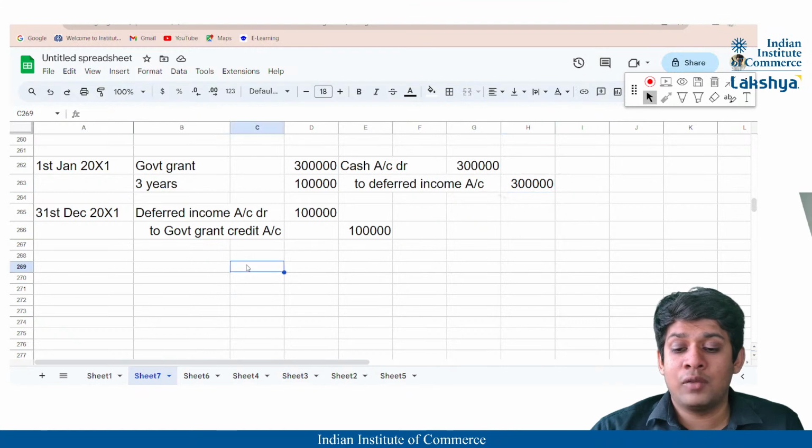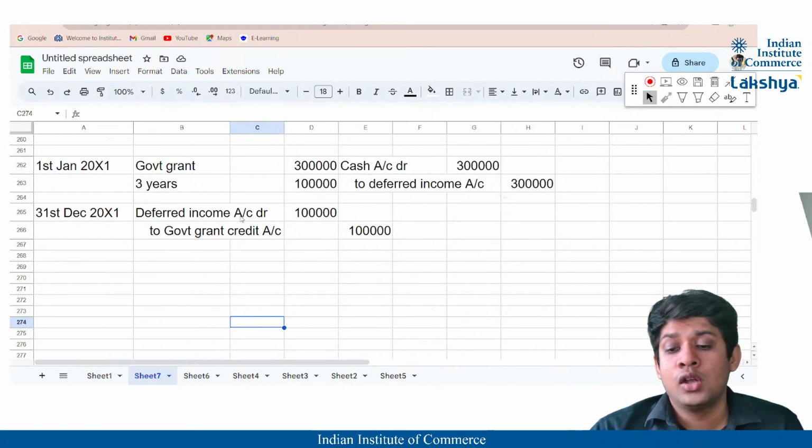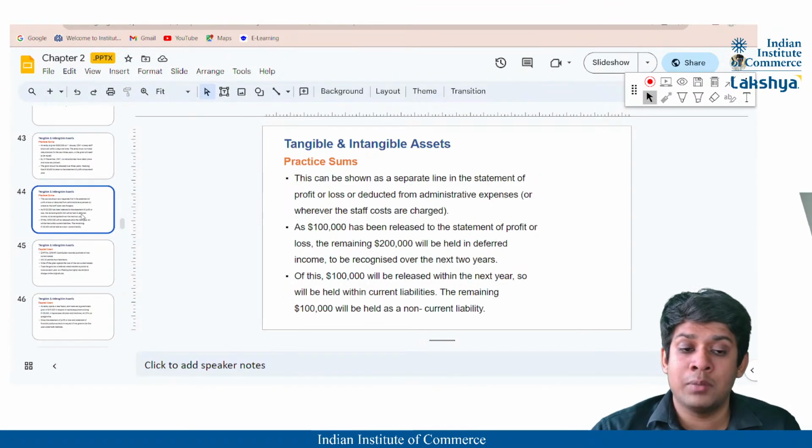In the second year, one more 1 lakh will be taken. In the third year, if I comply with the condition, the last 1 lakh will also be taken. Okay. So this way, I'm going to credit it every year to my P&L and initially I'll create a liability. That liability will be reduced every year by 1 lakh. Eventually, the liability will become zero and all 3 lakh of income can be credited to my P&L because obviously we run on an accrual basis.